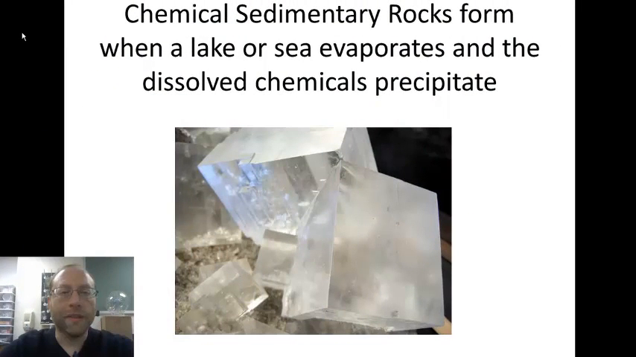Another thing that could happen is that a lake or a sea can dry up, like the Great Salt Lake is drying up in Utah, or the Aral Sea in Russia, because the rivers that feed into the Aral Sea are being used for irrigation. So as the water there evaporates, there are chemicals or salts in there, and they precipitate out, and they make these chemical sedimentary rocks, like the rock salt that is pictured here.